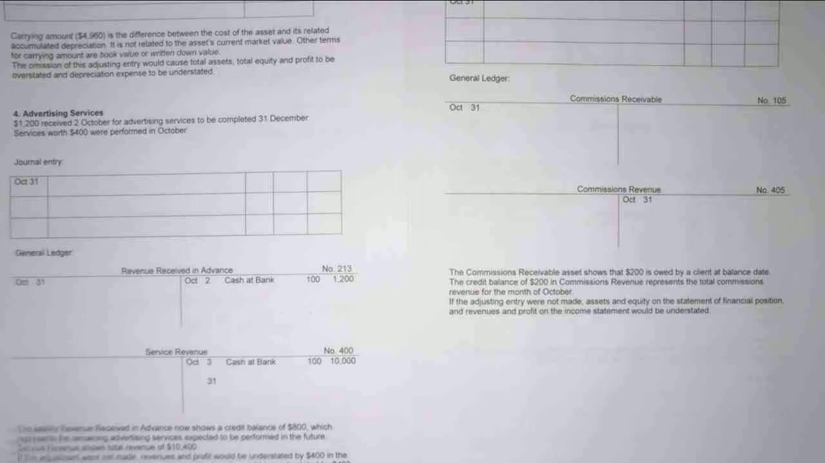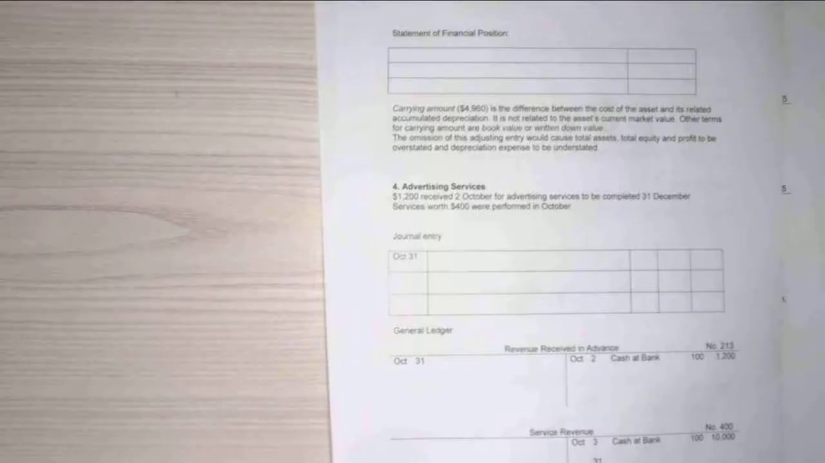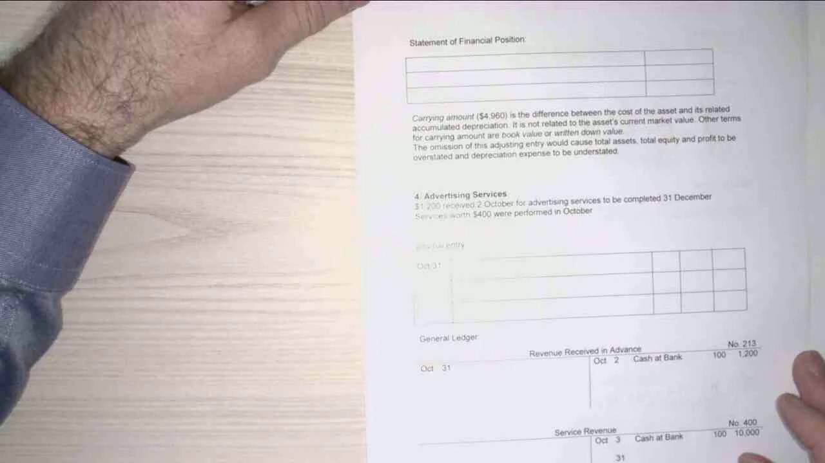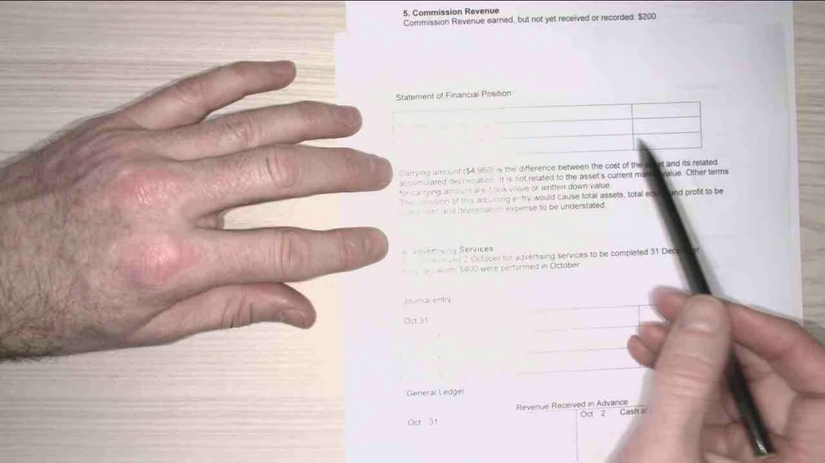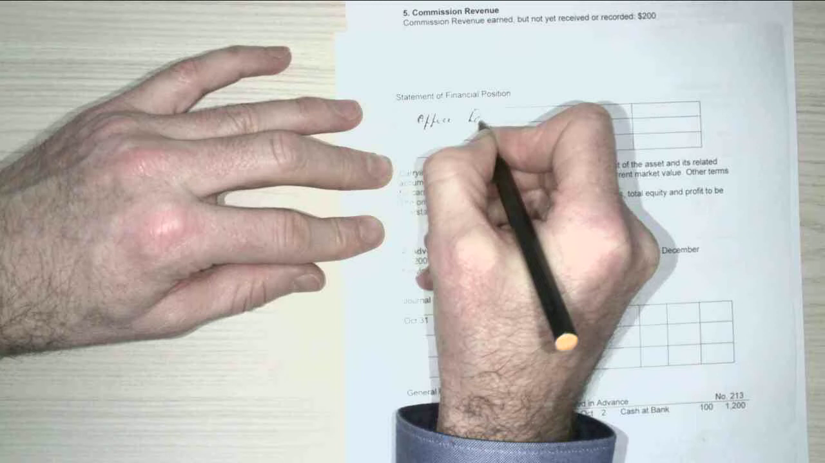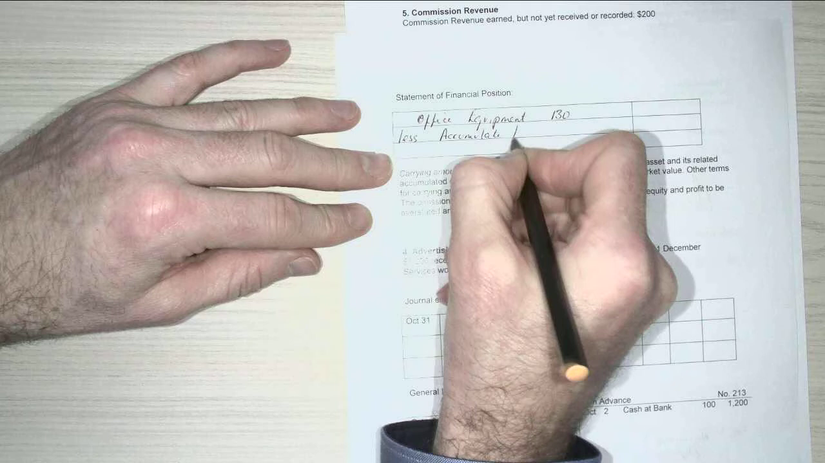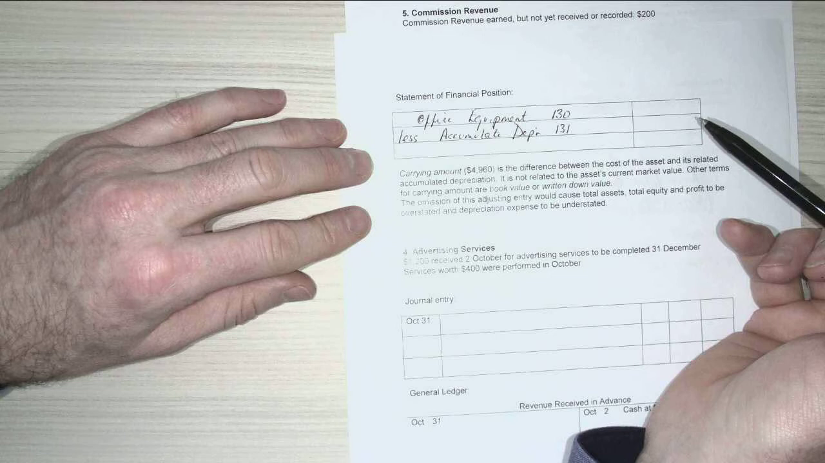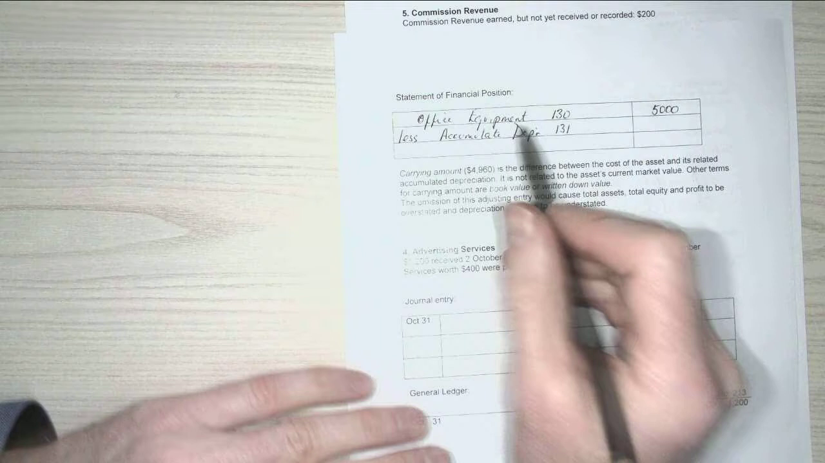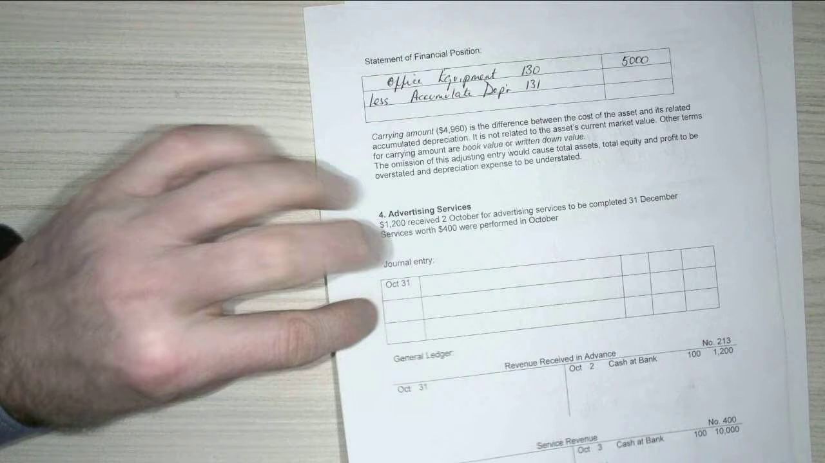Flip the page. All right, now it says here that there's a statement of financial position. Now what would it normally look like? What would my asset account normally look like in my financial statement? And that's where I have my office equipment, which is my account 130, less my accumulated depreciation, which is account 131. Now in my account 130, I had $5,000 worth of equipment. And in my accumulated depreciation account, it's that entry that I just created there, which is here, and it's $40.